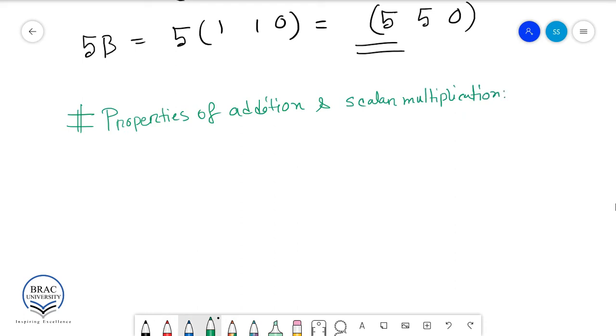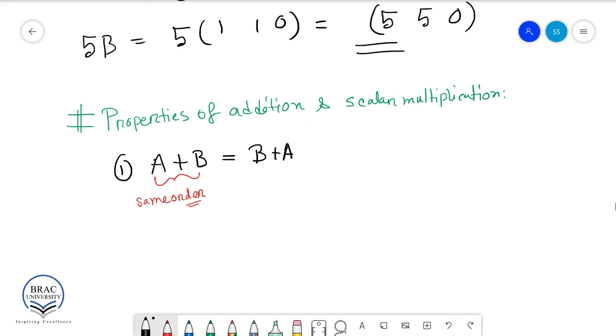So the first property that we are going to see is that if A and B are two matrices of the same order, remember they have to be of the same order, otherwise we won't be able to add them. Then A plus B equals B plus A. This is called commutativity. That is, addition is commutative.